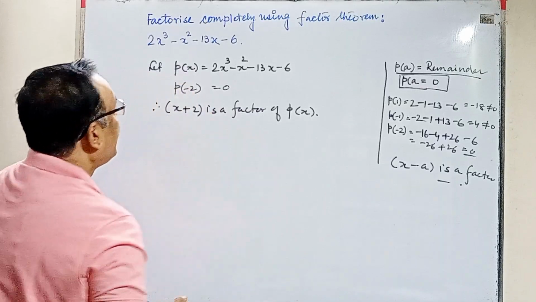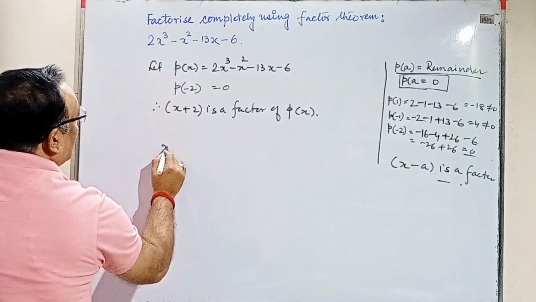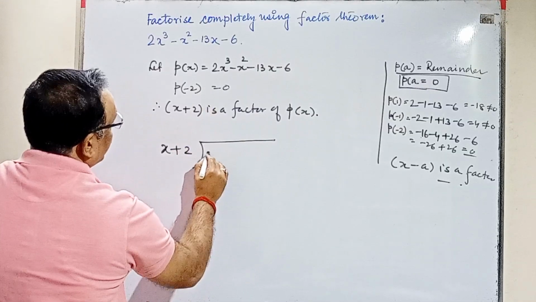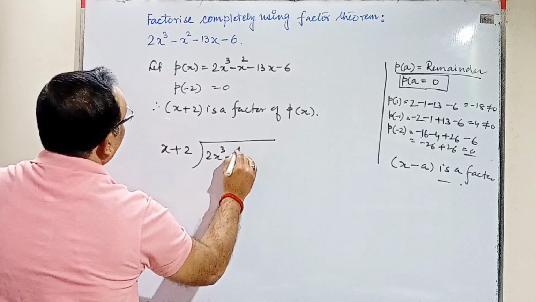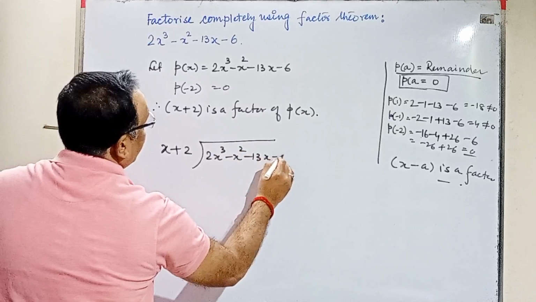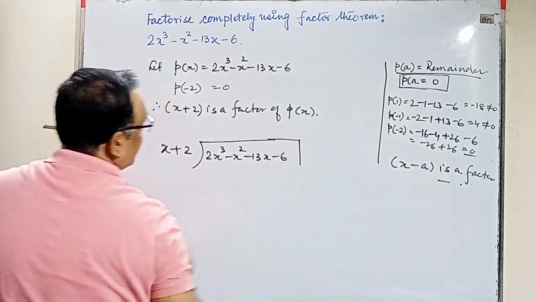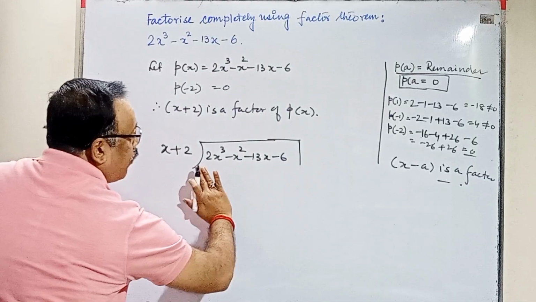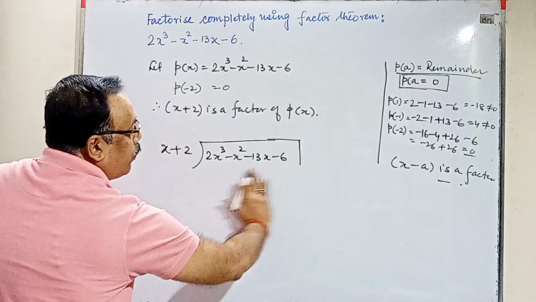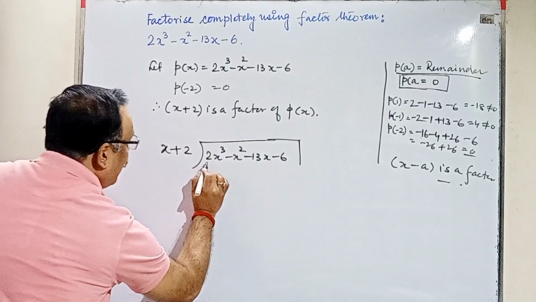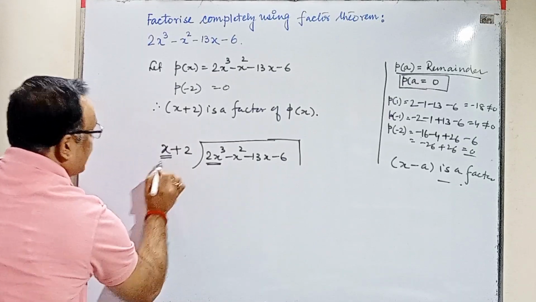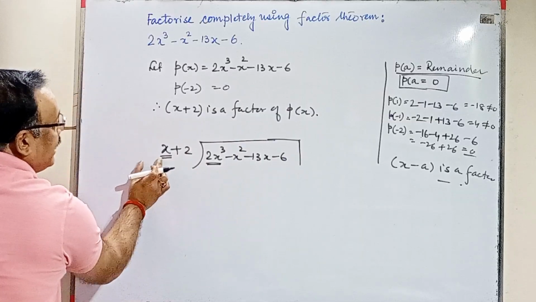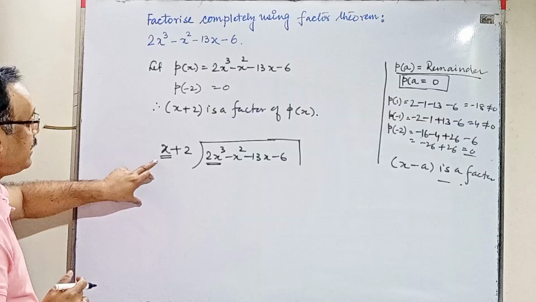So we got this. Now what we'll do, we'll go for long division of this. x plus 2, I'll divide this 2x cube minus x square minus 13x minus 6. See, the division rule, if you can remember, we will not look into all the terms of the polynomial. Only we will look into the first term. From the dividend, I look only at the first term. From the divisor, the first term is x.